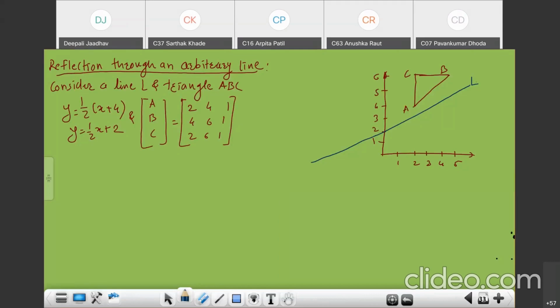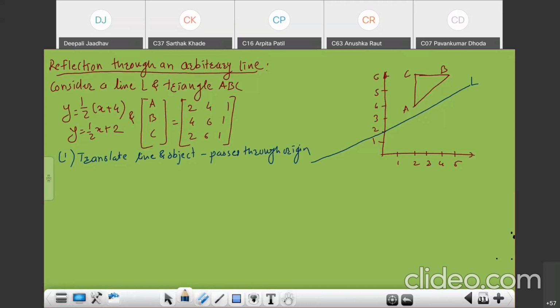Now, what do we require in the first step? We follow the steps one by one. What is the first step? First we need to translate it: translate the line and object so that it passes through the origin. In this way we need to translate. It means this y-intercept of 2 we need to make 0, so that it passes through the origin.